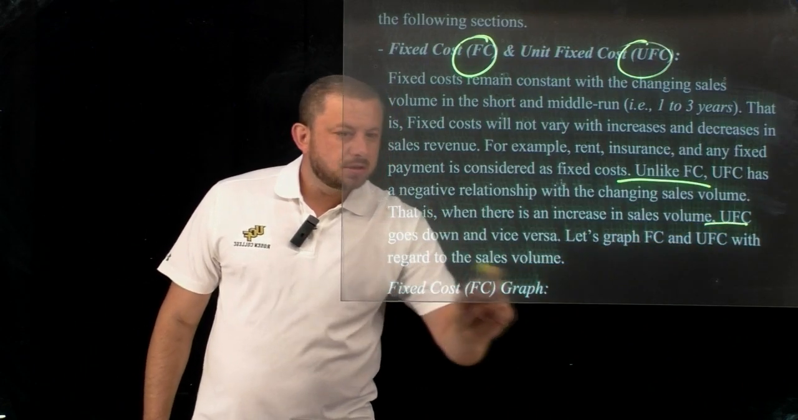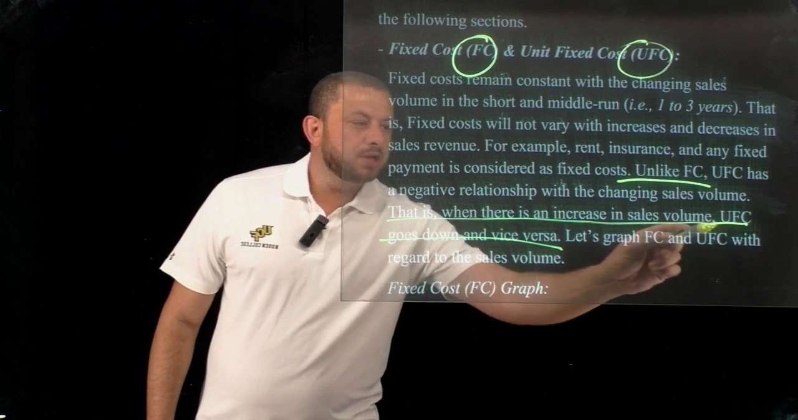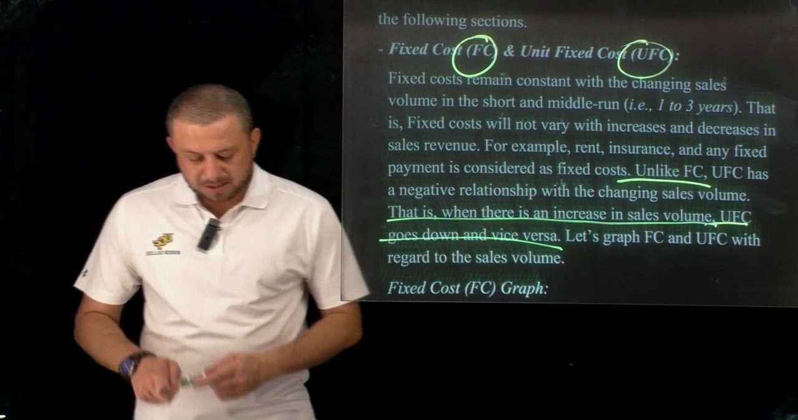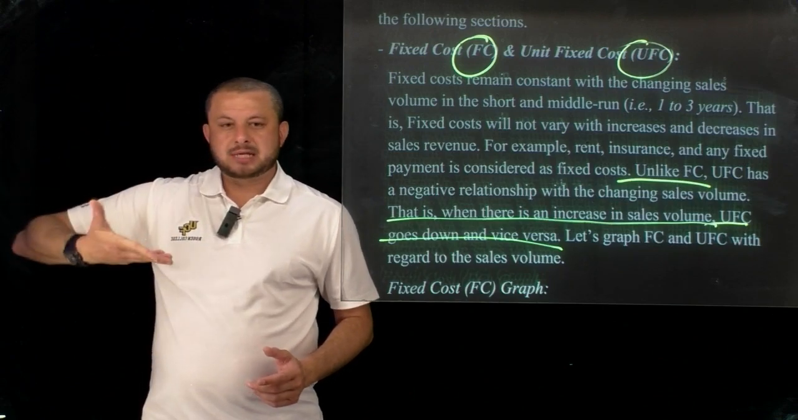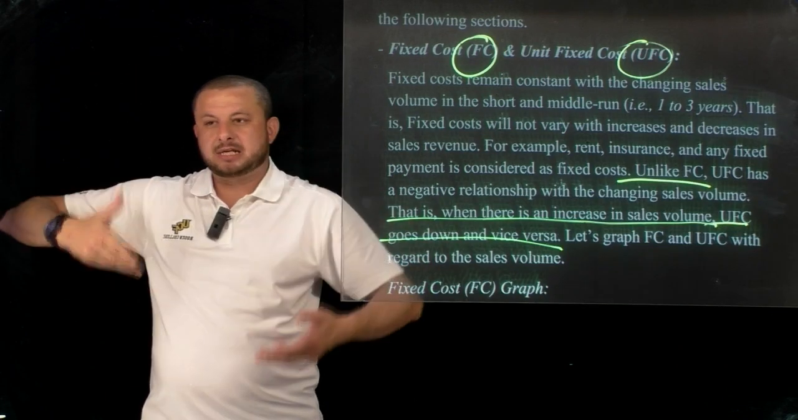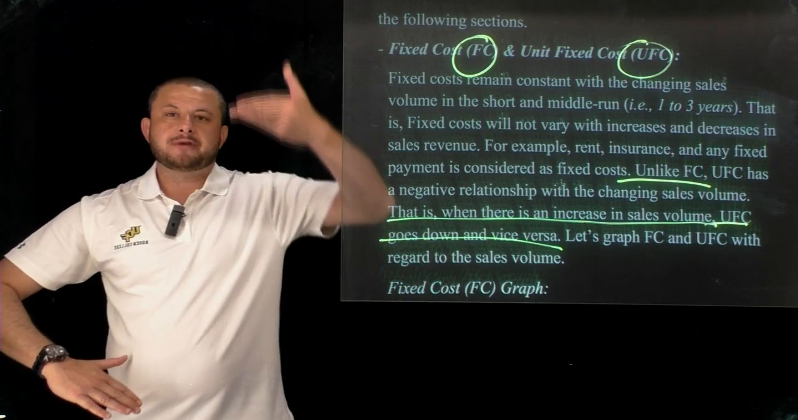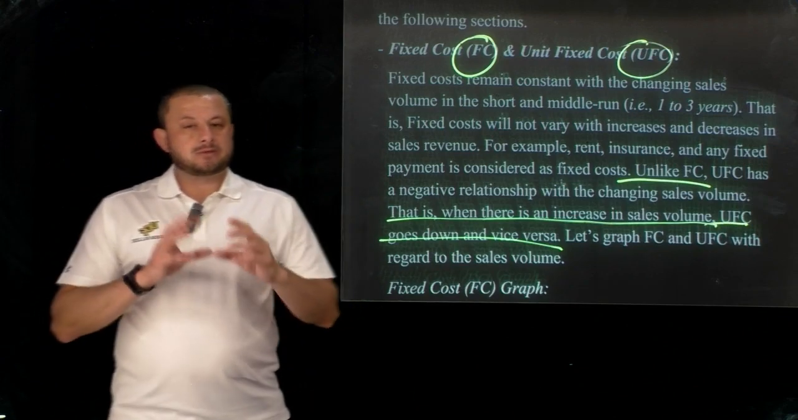UFC has an inverse relationship with the changing sales volume, meaning if sales volume goes up, UFC will go down. And vice versa, if sales volume goes down, UFC will go up. How? Why? I will show you the graph.